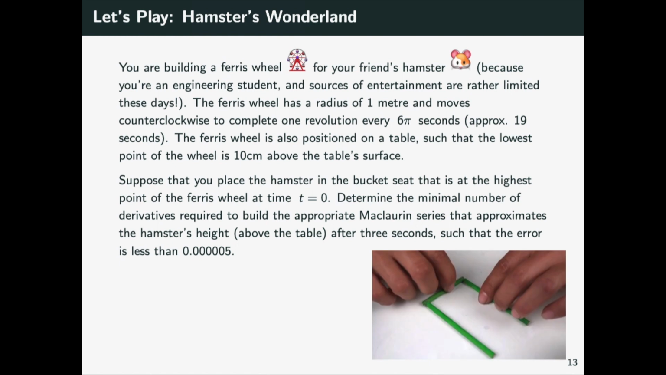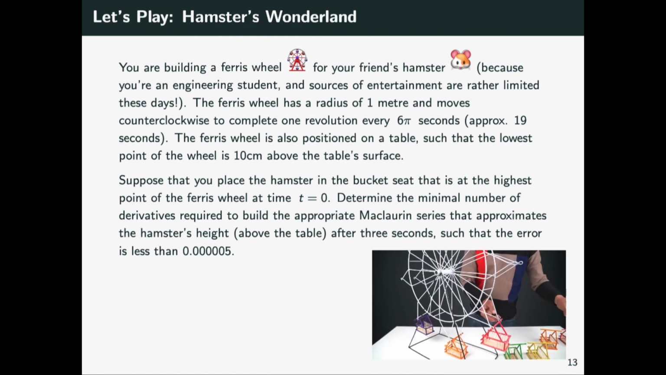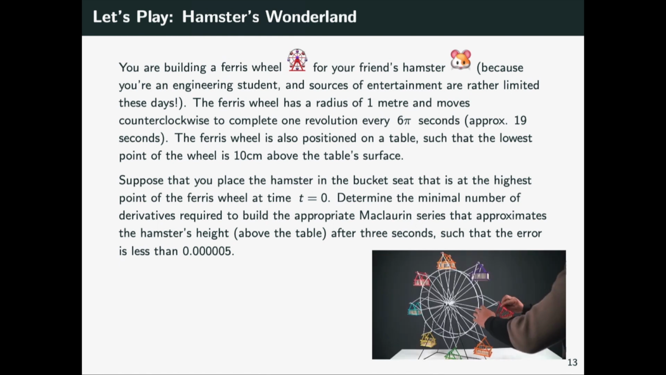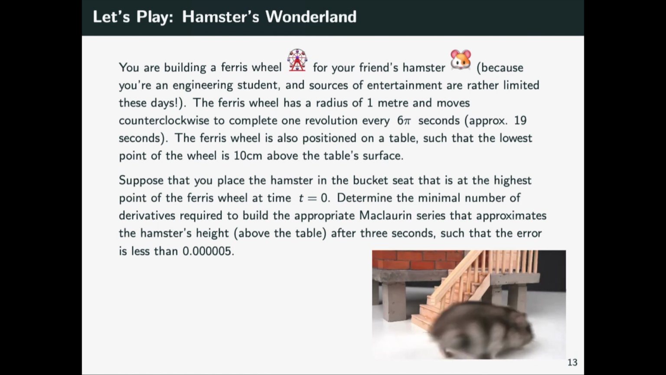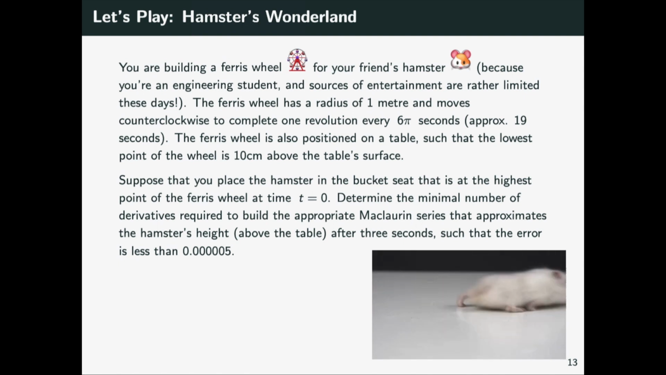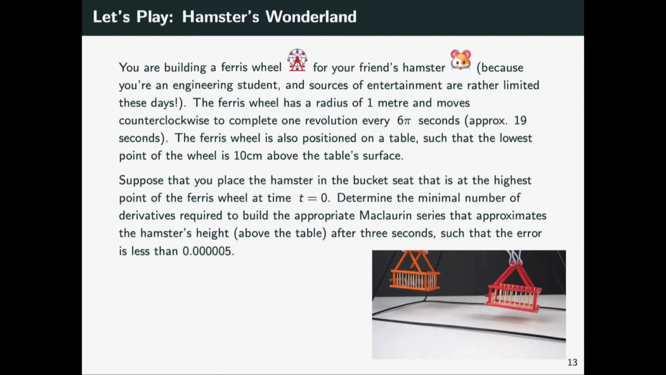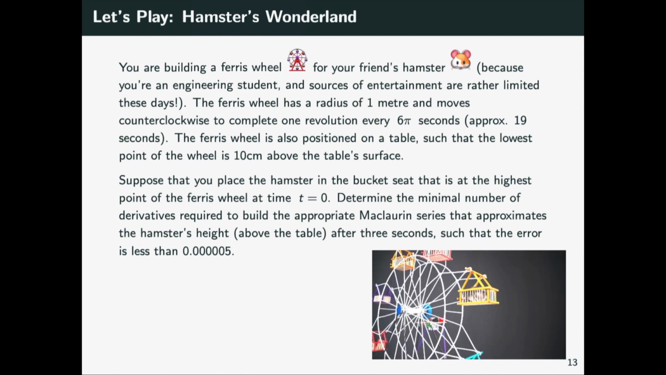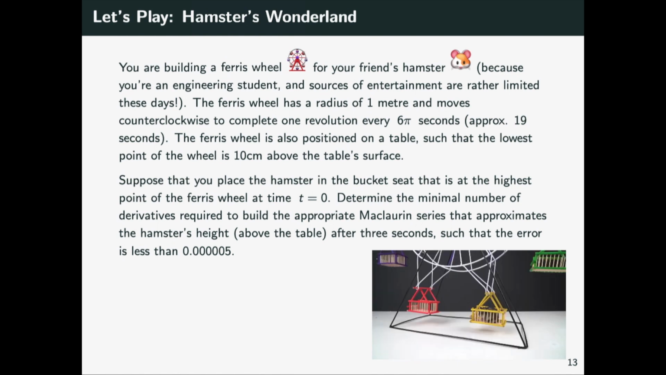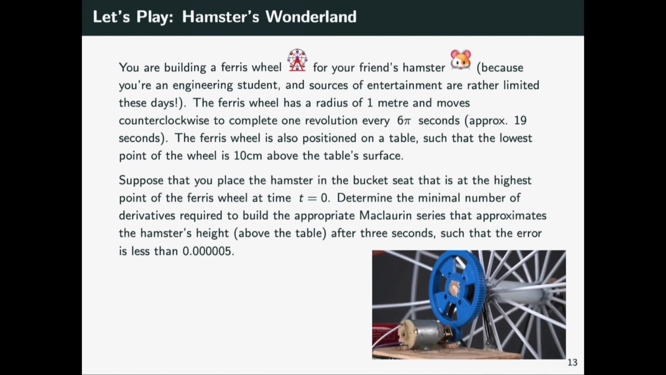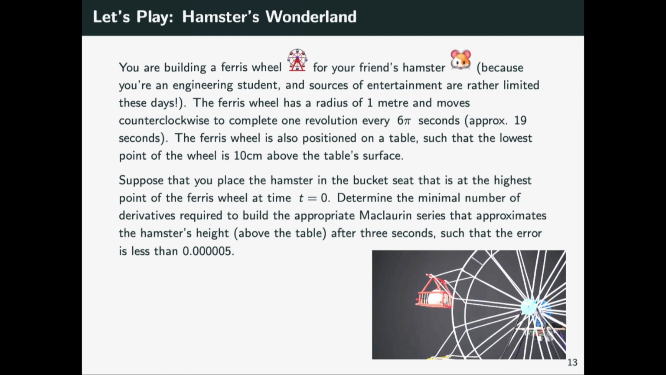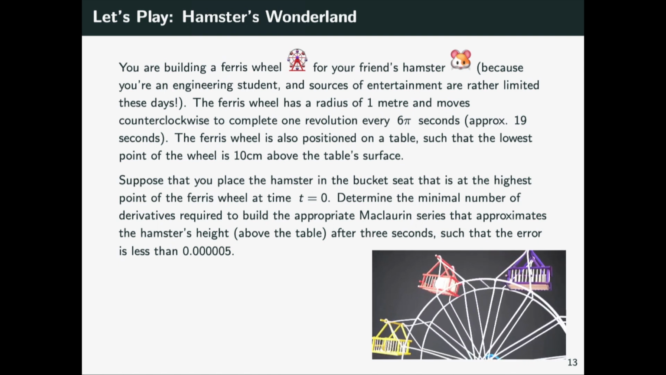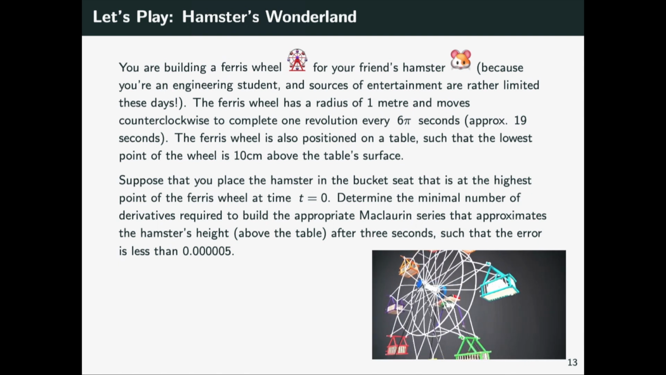That's almost 19 seconds. The Ferris wheel is also positioned on a table such that the lowest point of the wheel is 10 centimeters above the table surface. Suppose that you place a hamster in the bucket seat at the highest point of the Ferris wheel at time t equals 0. We want to determine the minimal number of derivatives required to build the appropriate Maclaurin series that approximates the hamster's height above the table after 3 seconds, such that the error is less than this number.